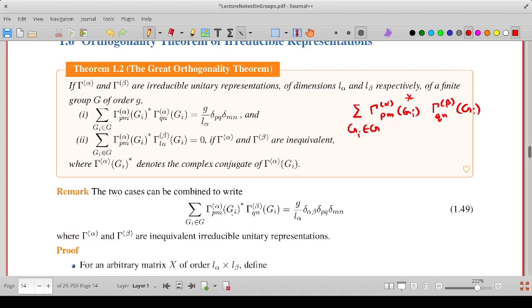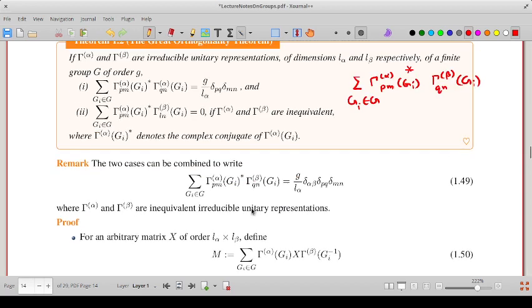Now these two can be combined and written in the following way. Sum over Gi of gamma alpha PM of Gi star times gamma beta QN of Gi will be equal to G by L alpha delta PQ delta MN, then a delta alpha beta. So when alpha is not equal to beta, this becomes automatically 0. These two cases are covered in this equation. Remember, while writing this equation, we have assumed that if alpha is not equal to beta, then gamma alpha and gamma beta are inequivalent irreducible unitary representations.